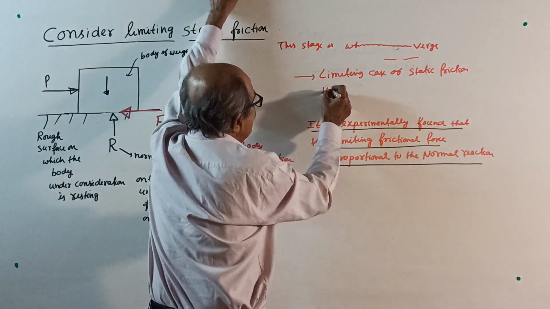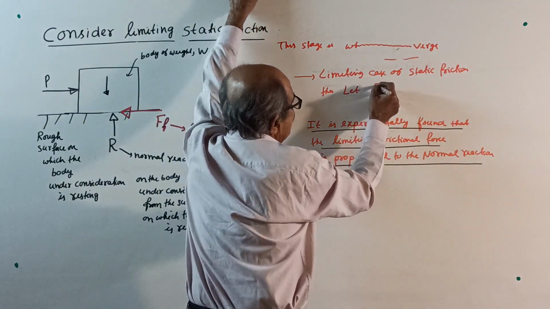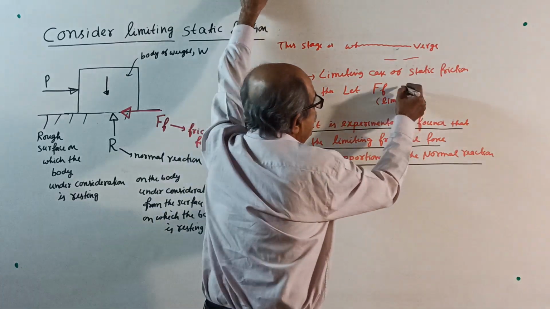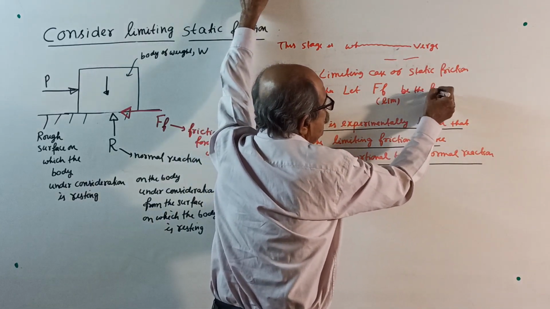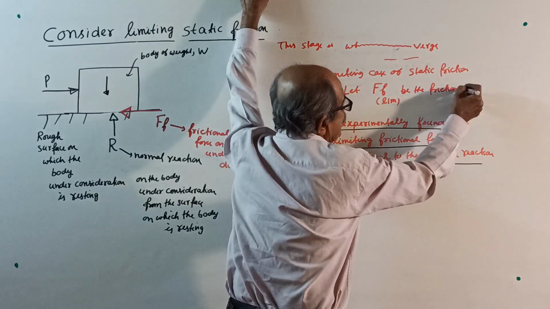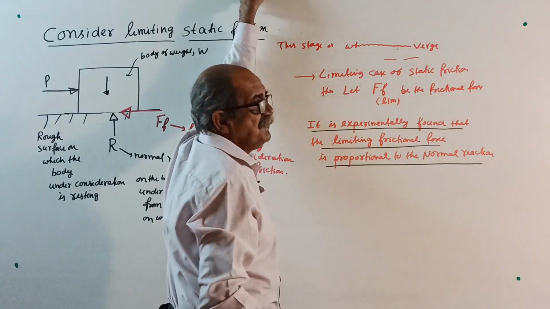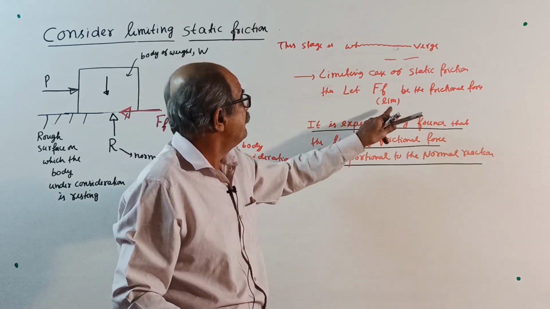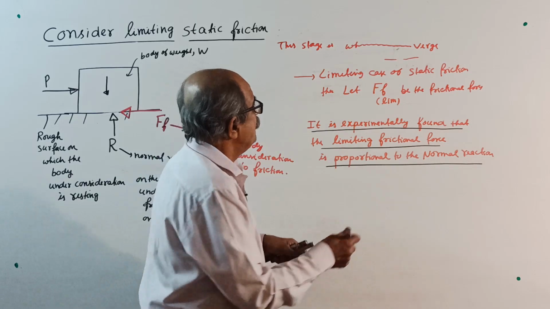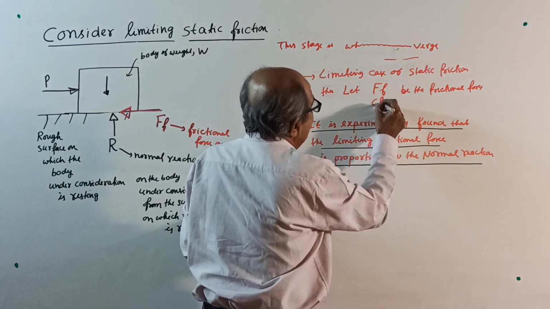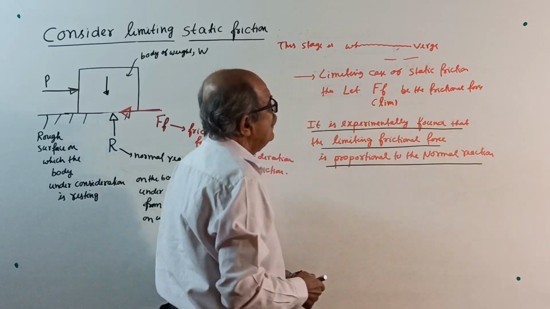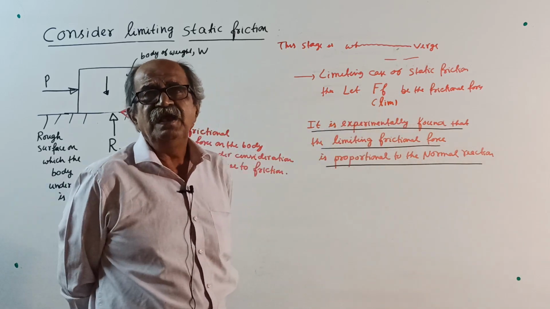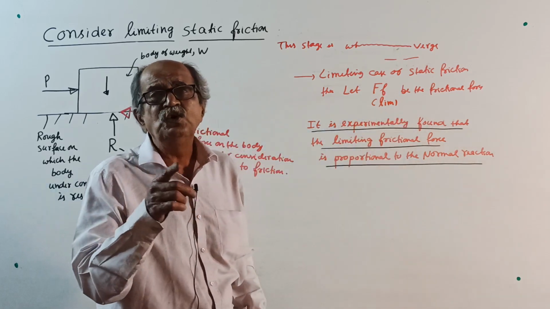Then let FF limit be the frictional force. You put FF limit, LIM, is the frictional force. I told this last time; to be clearer, I write LIM in brackets. It is the frictional force. Even now, the body is in equilibrium, but it is about to move.